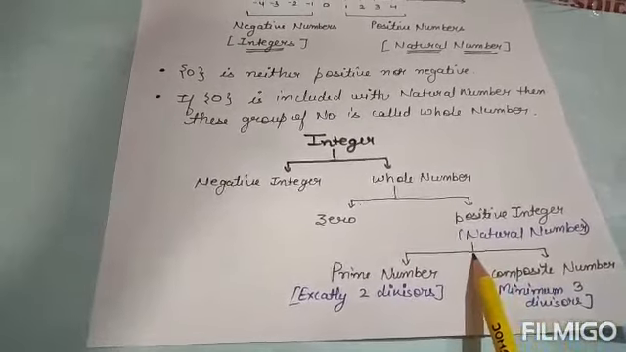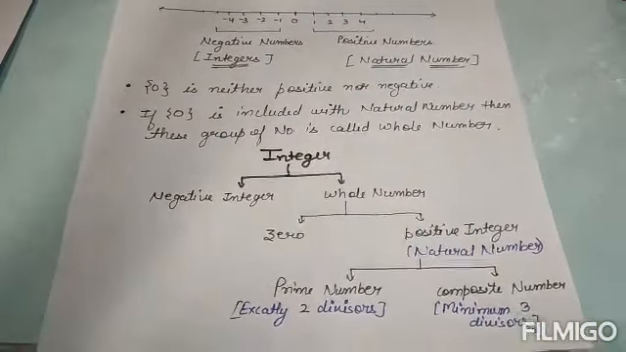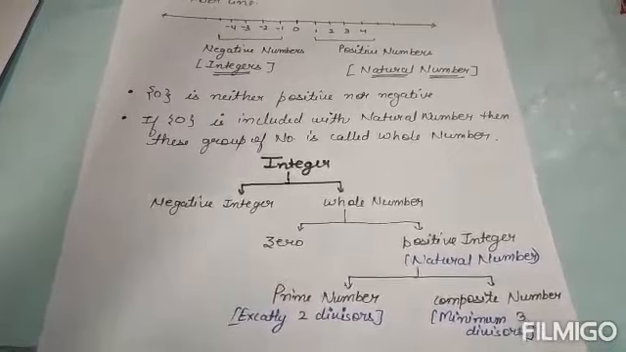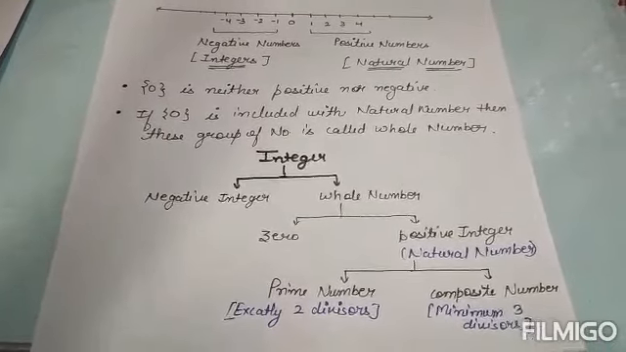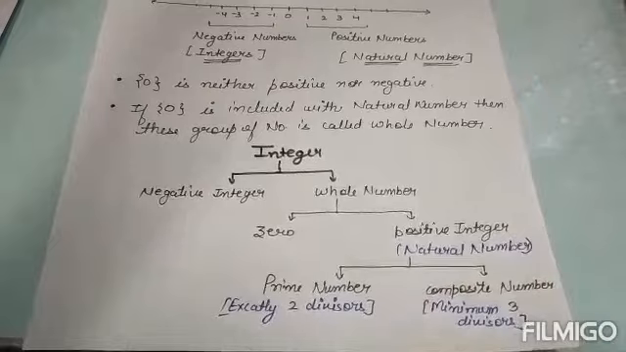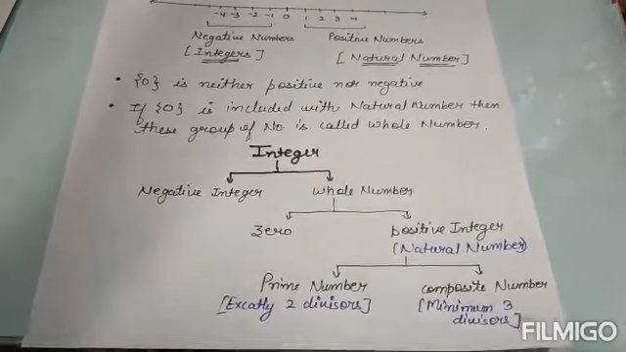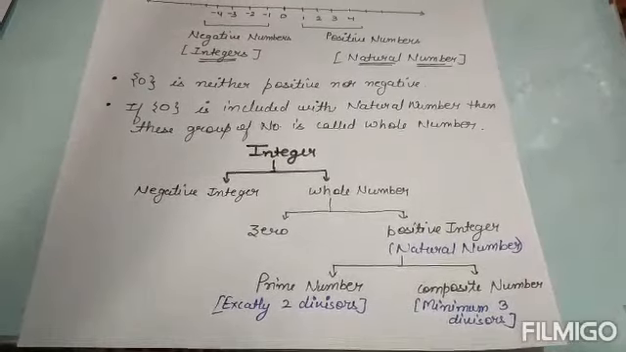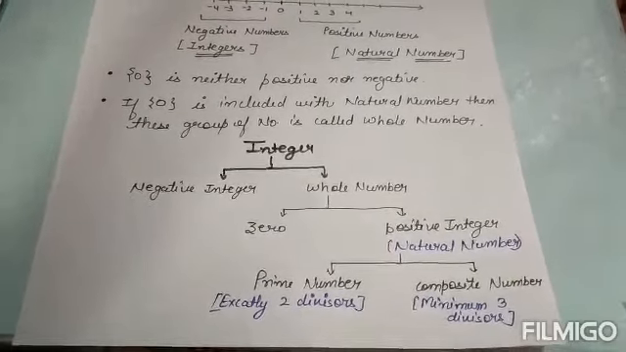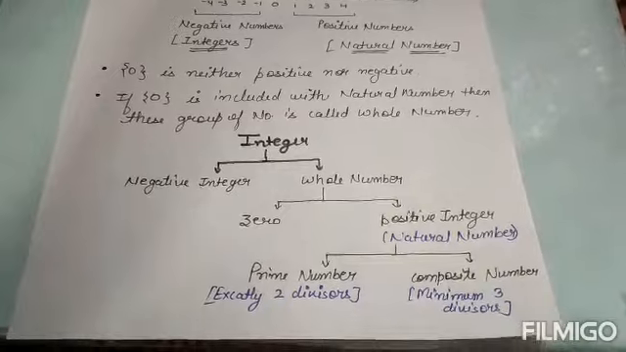Now, these positive numbers are further divided into two, that is prime numbers and composite numbers. What are prime numbers? Prime numbers have exactly 2 divisors, and composite numbers have a minimum of 3 divisors.